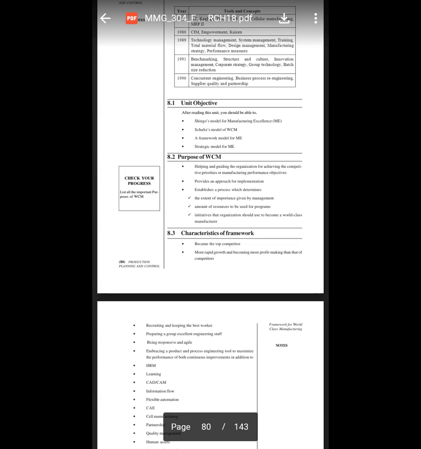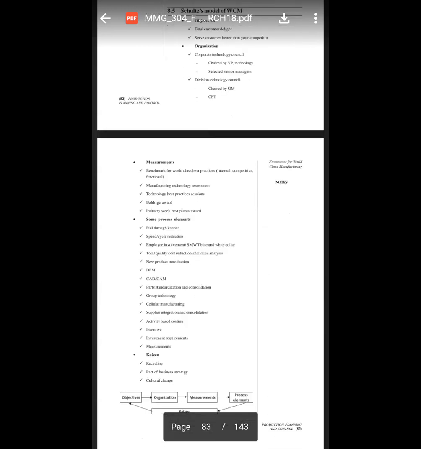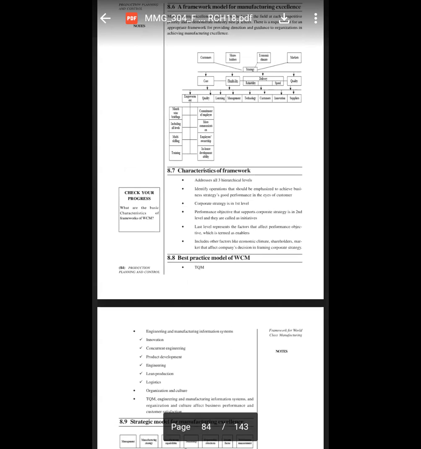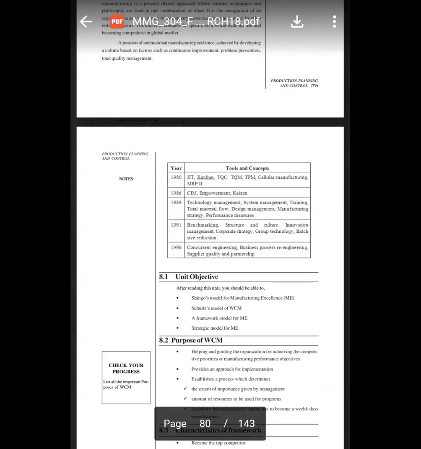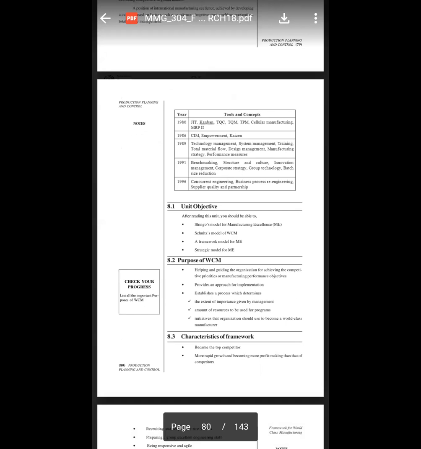And not just in the field of electricity, there are other fields where you can see a huge amount of growth, and this growth can be achieved only when you are able to sustain in the market in a proper way. This can be done with the help of manufacturing processes, manufacturing tools, and the tools and concepts which we have discussed, that is Kaizen, just in time, TQM, TPM, empowerment, benchmarking, structure.